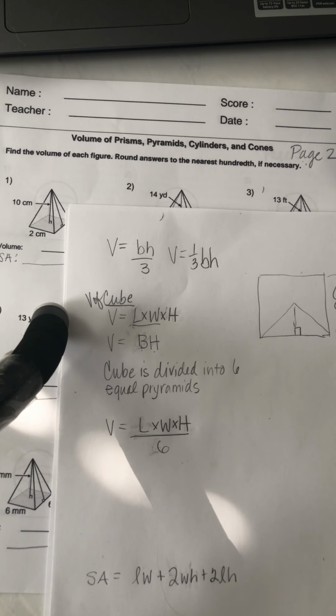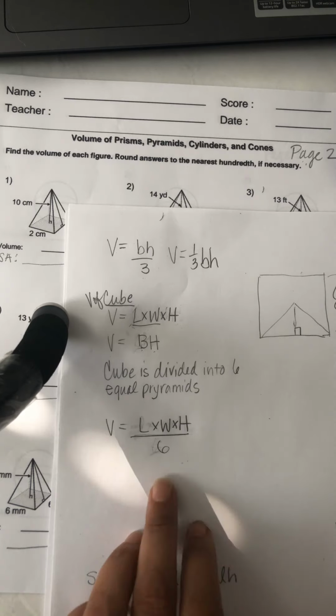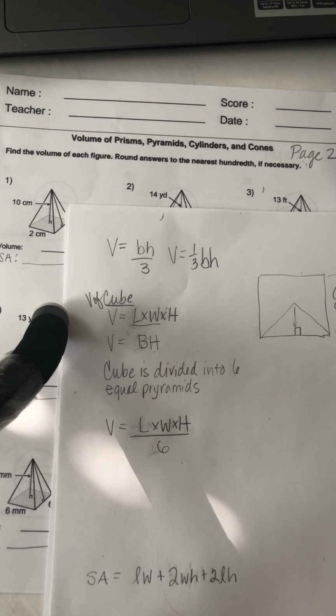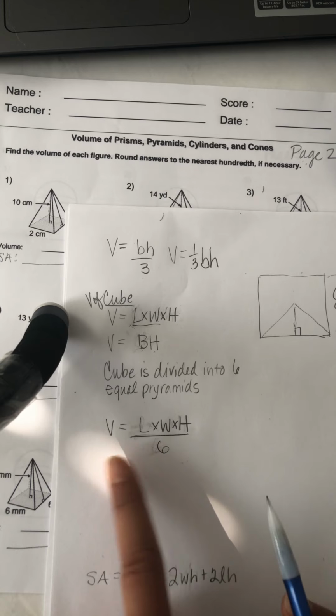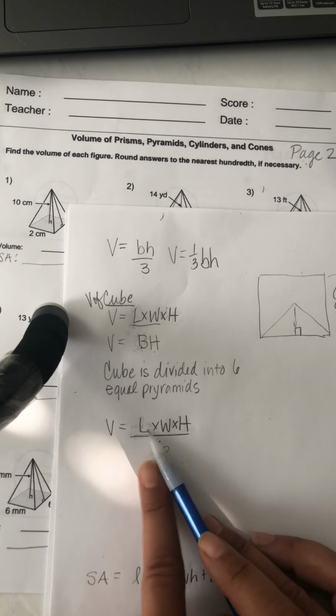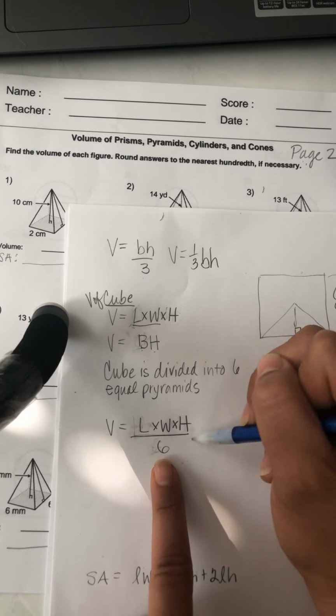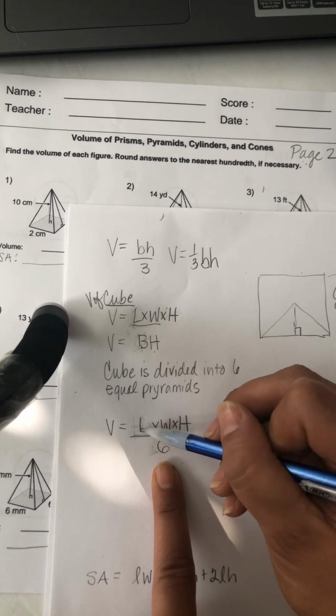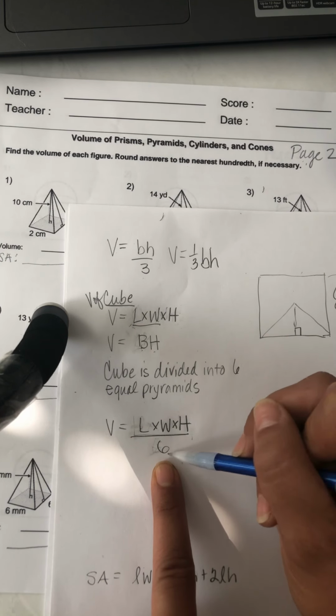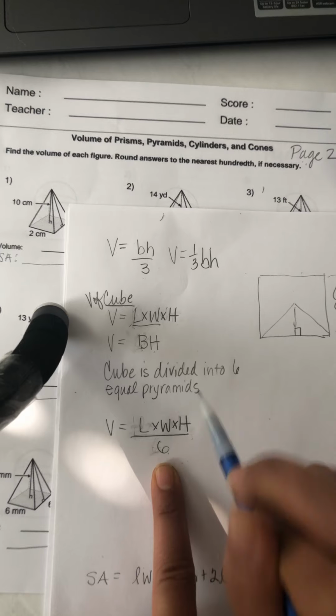Well, a cube can be divided into 6 equal pyramids. So I can take a pyramid, and if I had 6 of them, I could put them all together and form a cube, okay? That's really important to think about. So if I know that a cube can be divided into 6 equal pyramids, the formula for finding the volume of a pyramid is that original equation, the length times the width times the height, divided by 6, right?